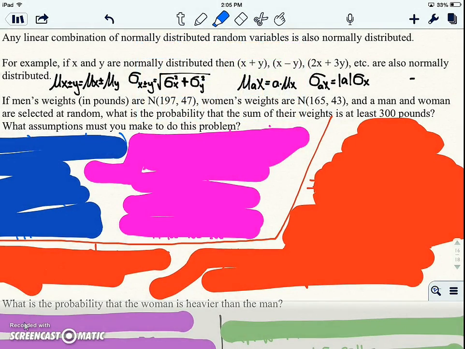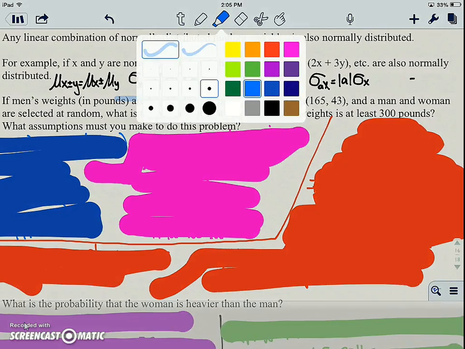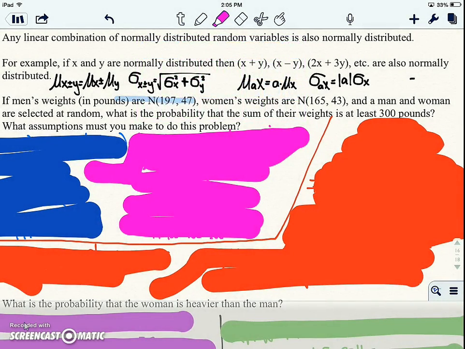If men's weights in pounds are normally distributed with a mean of 197 and a standard deviation of 47, and women's weights in pounds are normally distributed with a mean of 165 and a standard deviation of 43, and a man and woman are selected at random, what is the probability that the sum of their weights is at least 300 pounds? And it says, what assumptions must you make to do this problem?